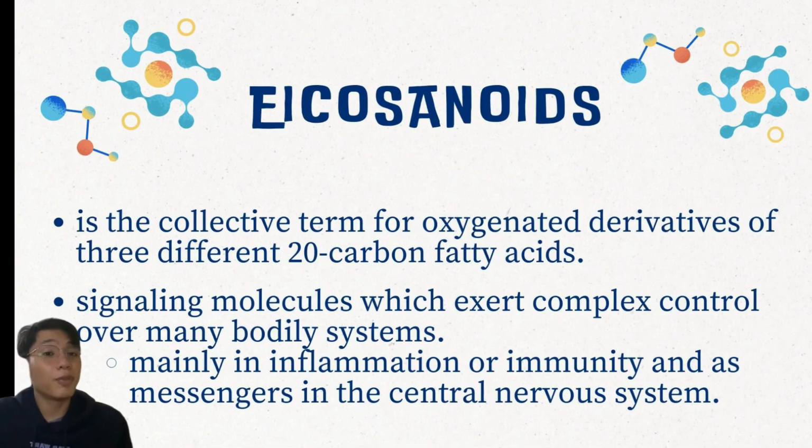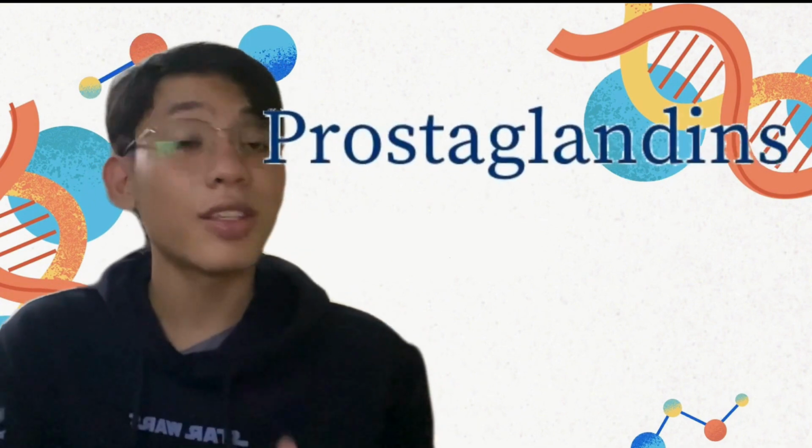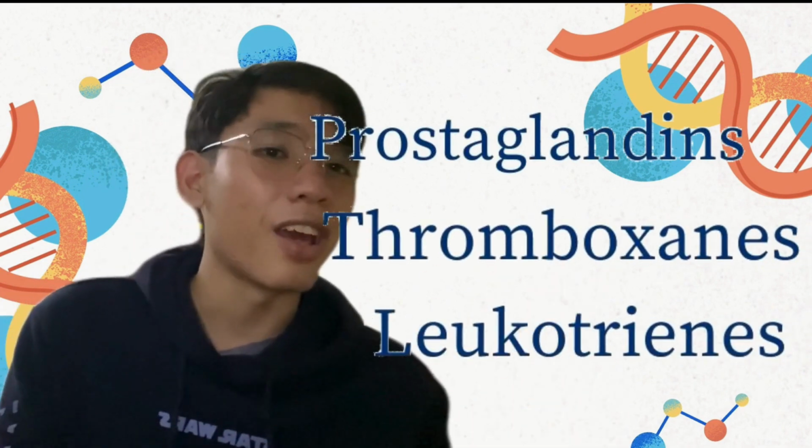Now, have you ever heard of eicosanoids? Well, eicosanoid is the collective term for oxygenated derivatives of 3 different 20-carbon fatty acids. They are signaling molecules which exert complex control over many bodily systems, mainly in inflammation or immunity, and as messengers in the central nervous system. Now, there are multiple subfamilies of eicosanoids, and 3 of these are prostaglandins, thromboxanes, and leukotrienes. These 3 are classic eicosanoids.